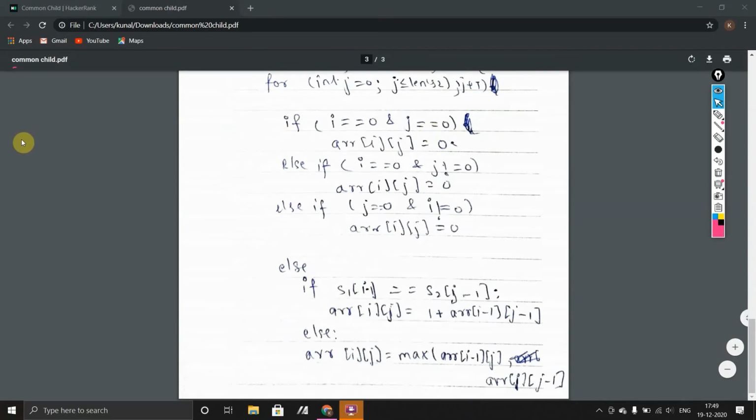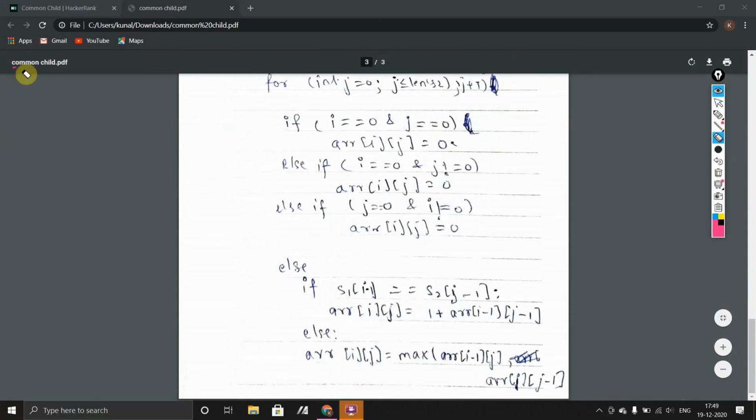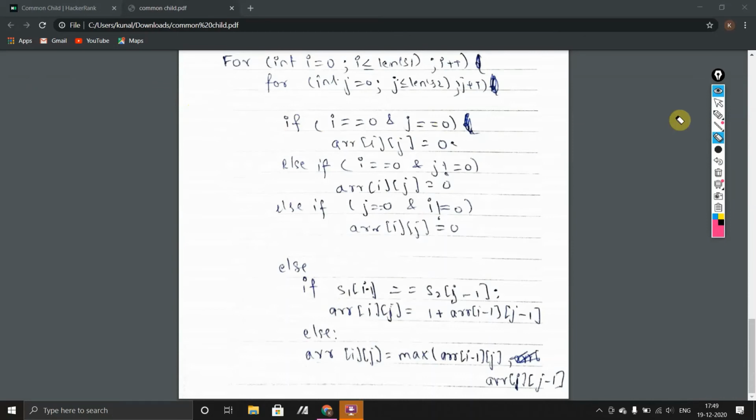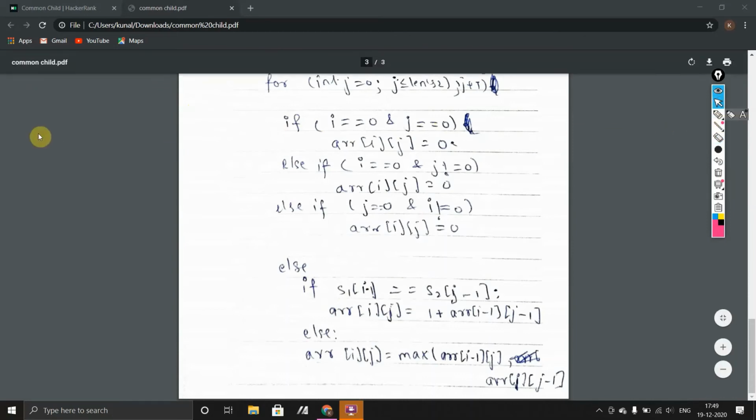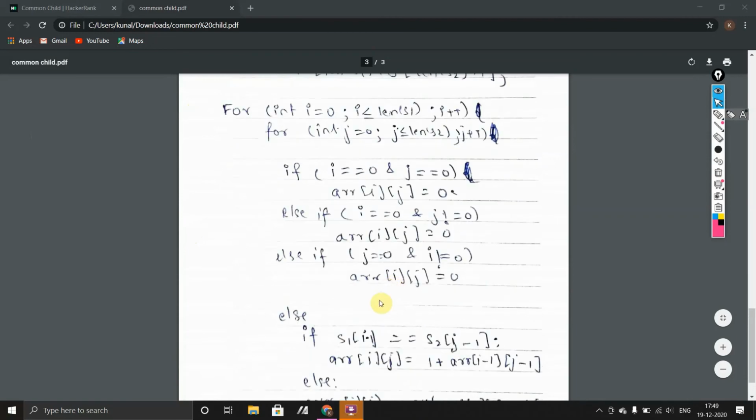If none of them is 0, that means some characters from s1 are taken and some characters from s2 are taken. Okay, if s1 of i minus 1, now again I hope you guys understand why I am using i minus 1 here, because if i and j is 0, the loop will never come here, so I don't have to worry about segmentation fault and anything like that. Only for i greater than 0 and j greater than 0, the loop will come here. Now why i minus 1?